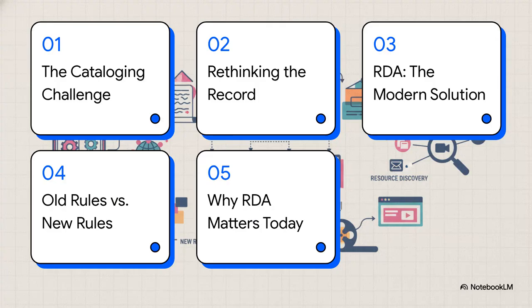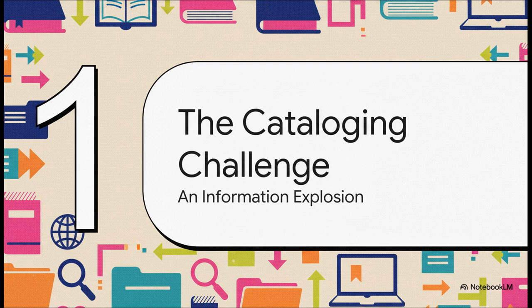So here's our game plan. First, we'll look at the big problem catalogers were facing. Then, we'll talk about the massive conceptual shift that changed everything. That's FRBR. After that, we'll get to know RDA itself, see how it stacks up against the old rules, and wrap up with why this is absolutely essential for you to know. All right, let's get into our first section.